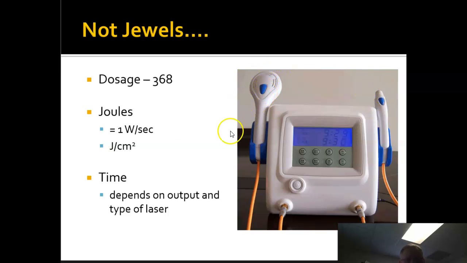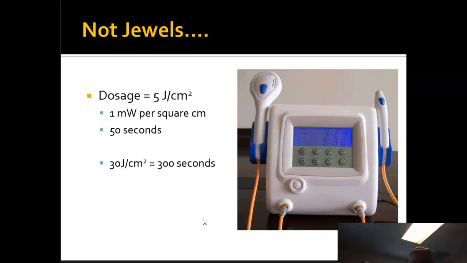This is a bigger head of the laser. And so that's where you get this centimeter squared type situation. Typically you don't really set the time, because most of these machines will do the calculations for you. On page 368, you see a number of calculations. In fact, I put one up there.